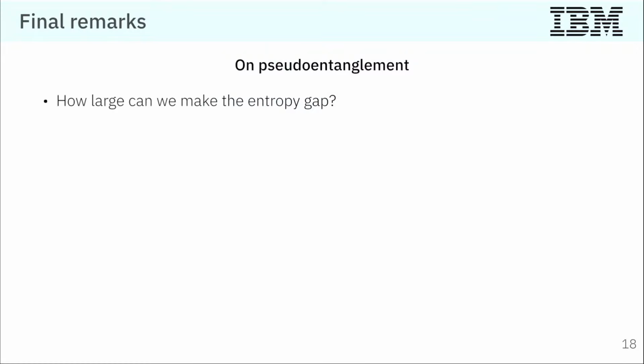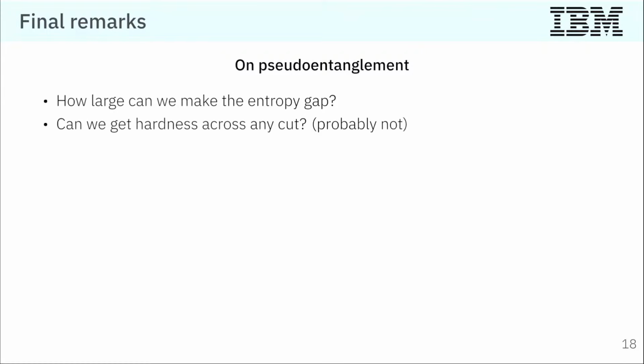Okay, so let me just wrap up. First, on pseudoentanglement, there are still, of course, a lot of interesting open questions that one can look at. By the way, I did ask ChatGPT about all these questions, but it wasn't able to solve them, at least not yet. One is, how large can we make the gap in entropy between the two states? With my construction, I can make it logarithmically large, on the order of log n, where n is the system size. But I don't know how to make it larger than that, or even whether it's possible.